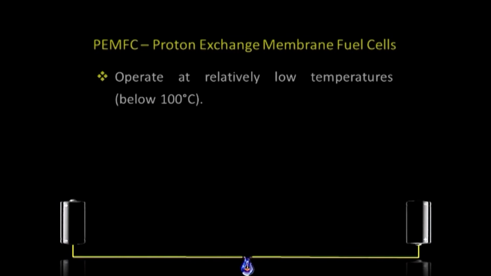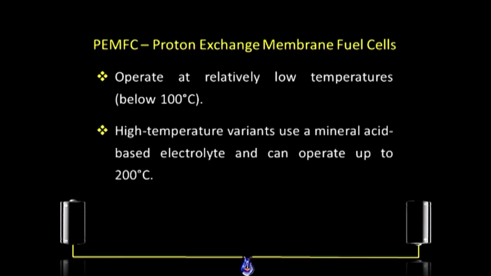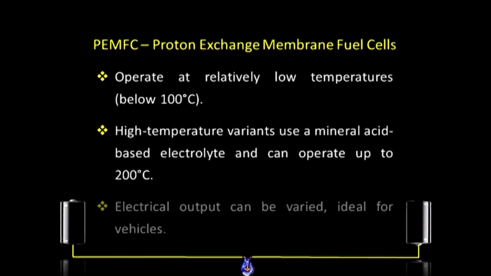These types of fuel cells operate at particularly low temperatures, mainly below 100 degrees Celsius. The high temperature variants of these fuel cells use a mineral acid based electrolyte, and they can be operated up to 200 degrees Celsius. The electrical output can be varied and hence it is ideal for vehicles.